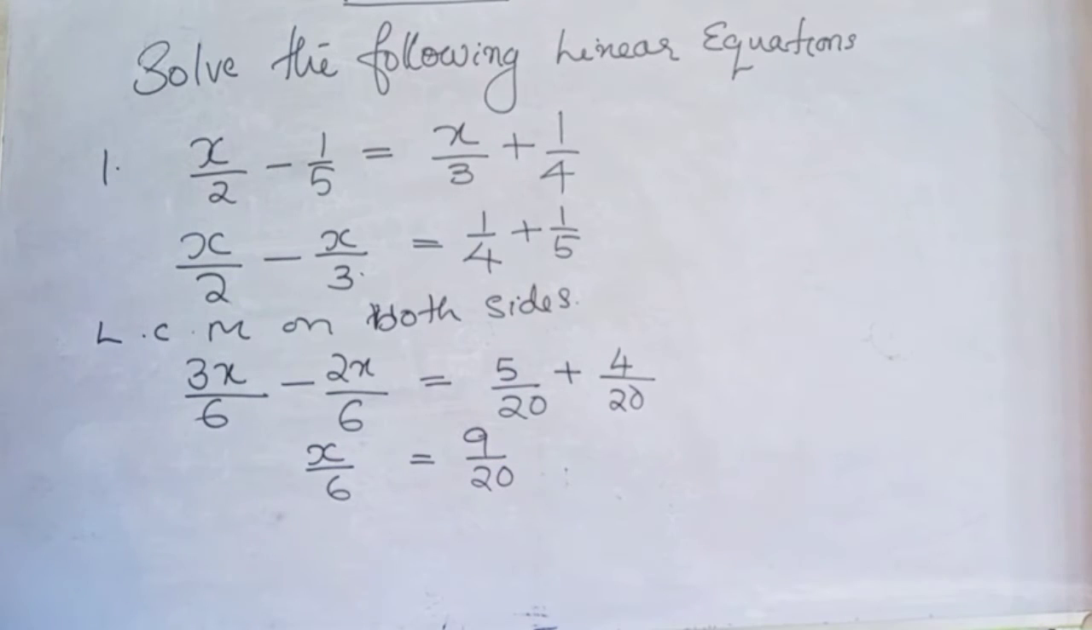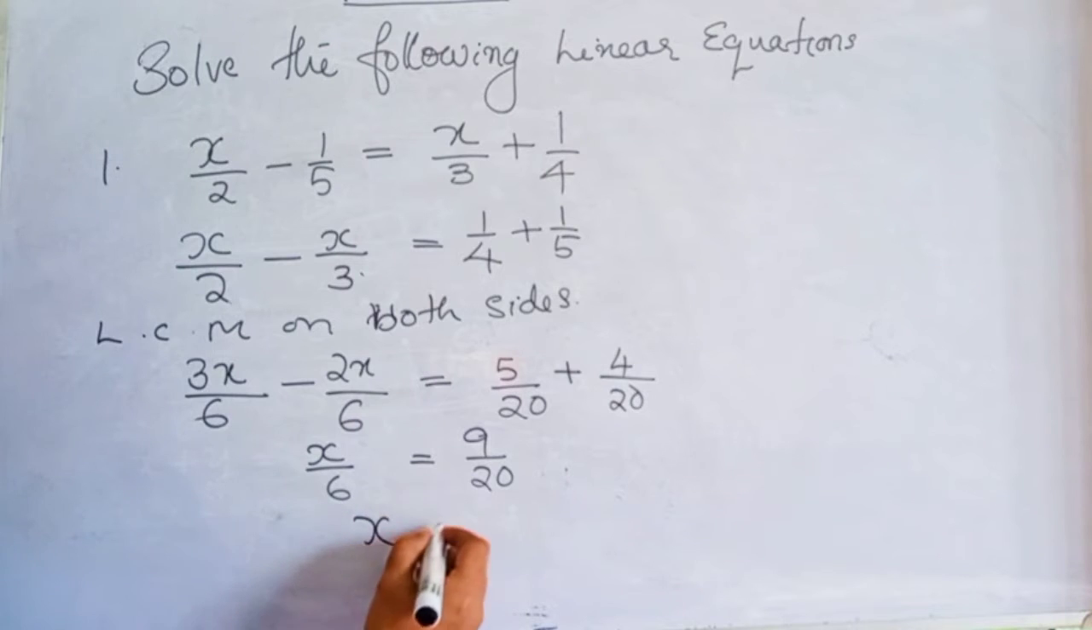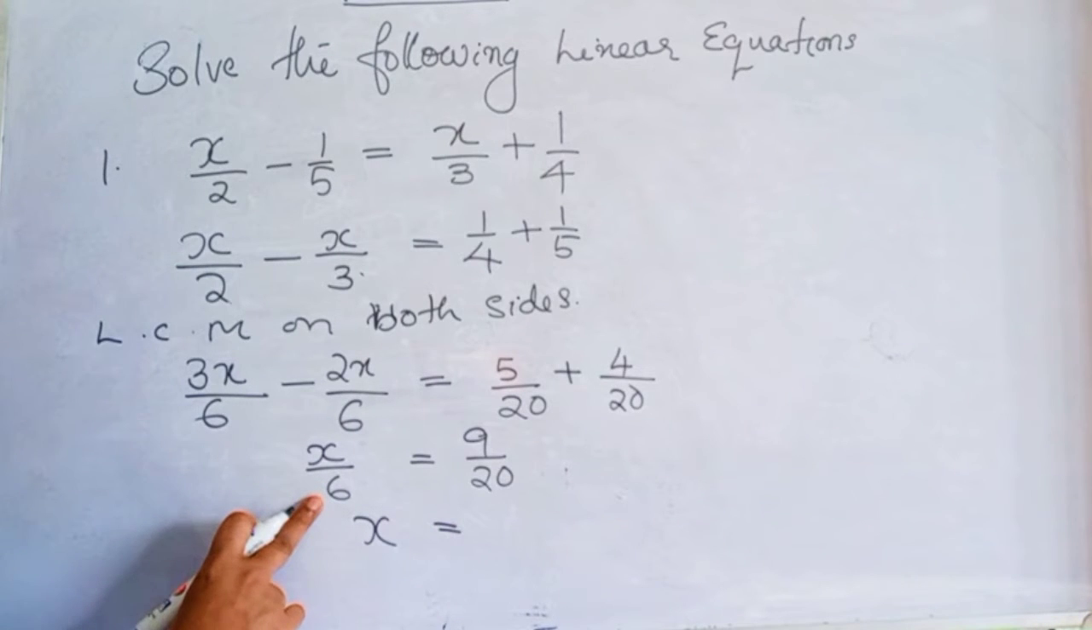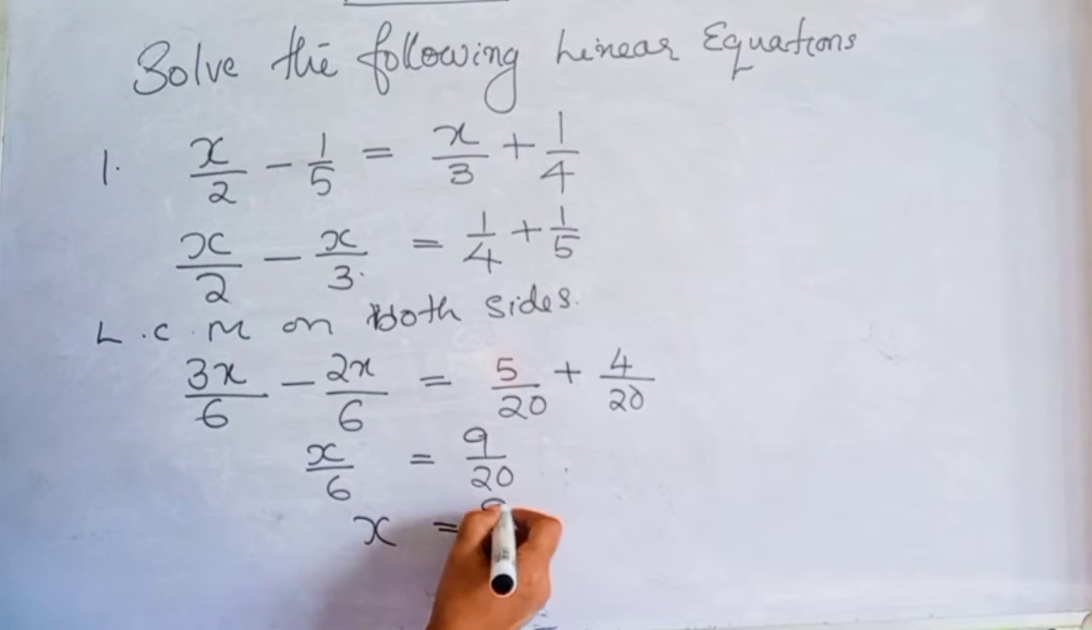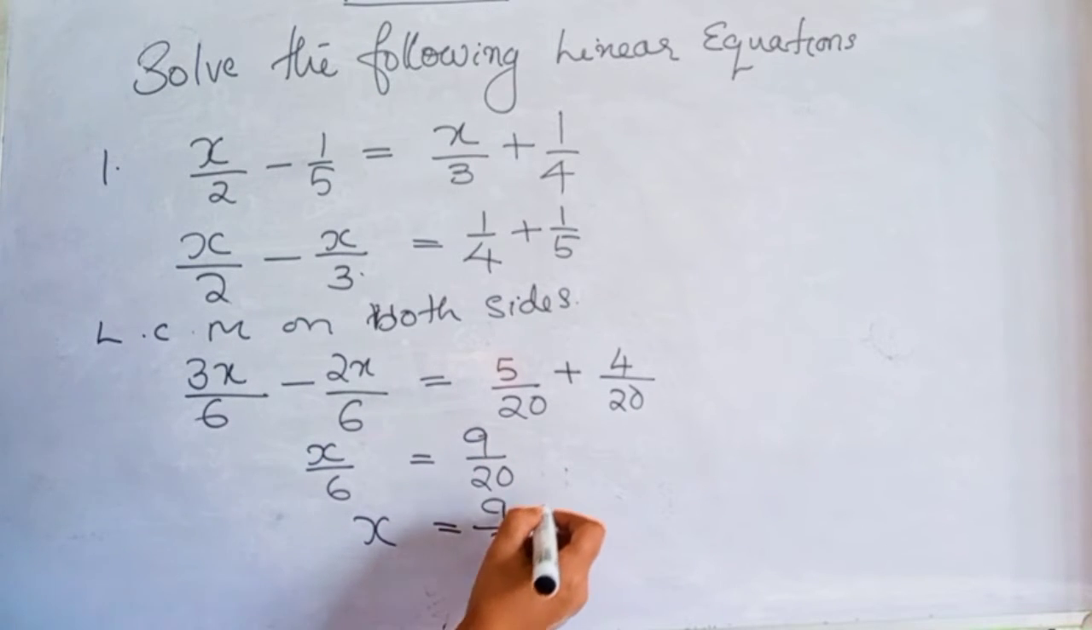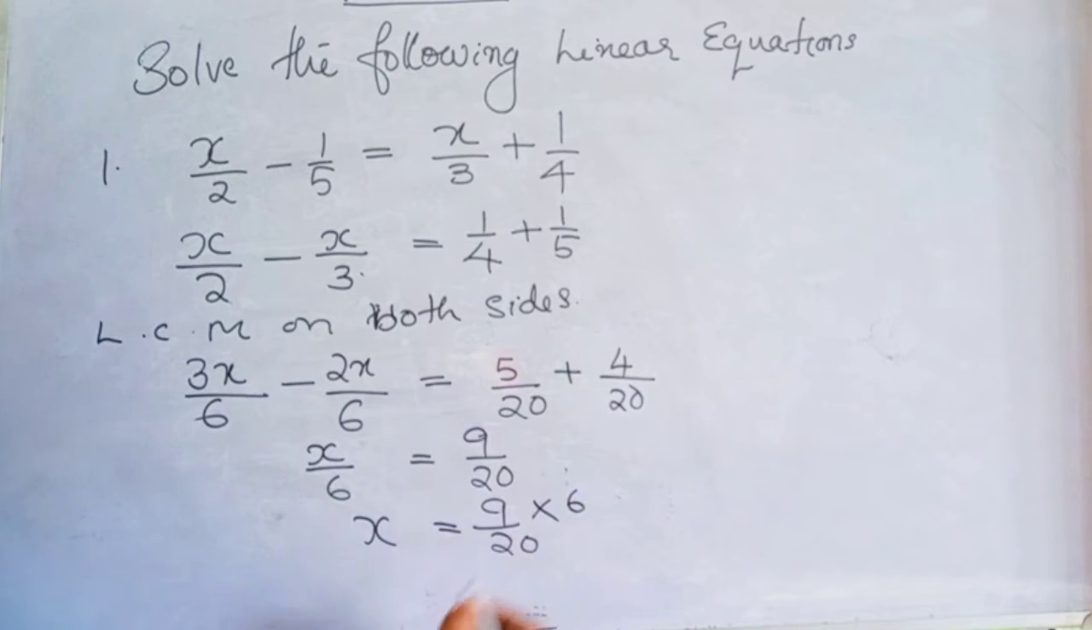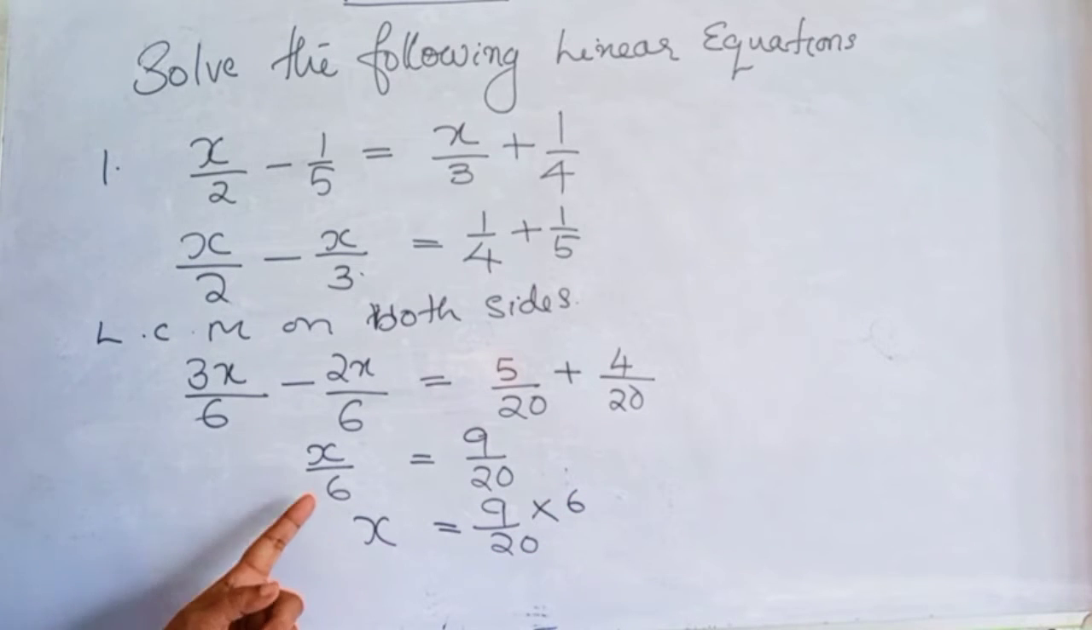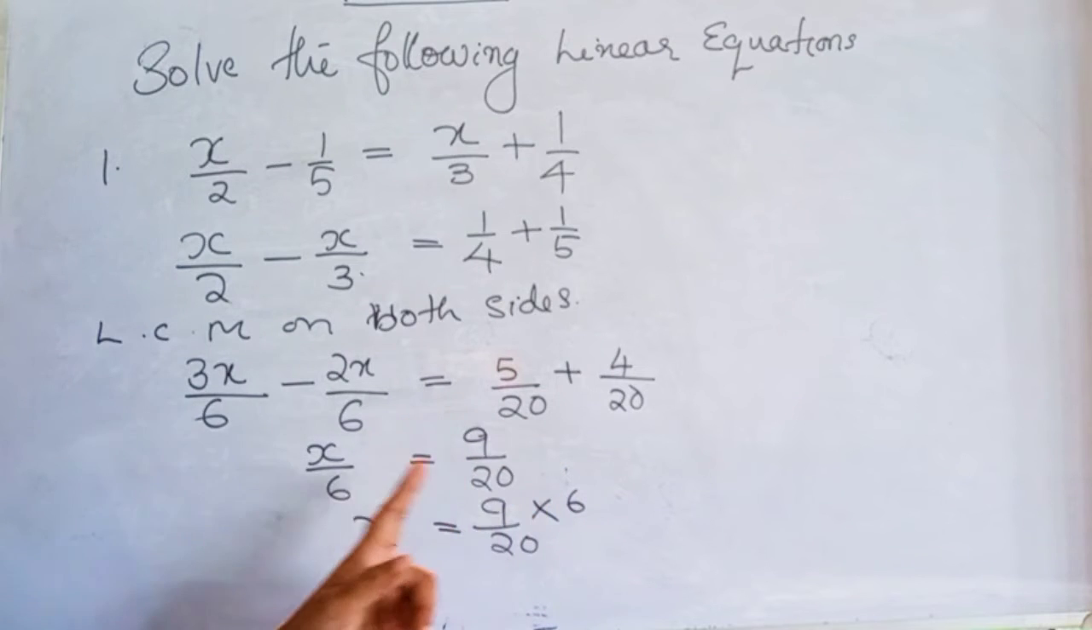Then how to solve this one? It's no need to worry. Keep x here and here 6 is in the denominator. When you take it to the other side, it will go to the numerator by multiplication. Because here it is division by 6. When you take it to the other side, it will become multiplication by 6.